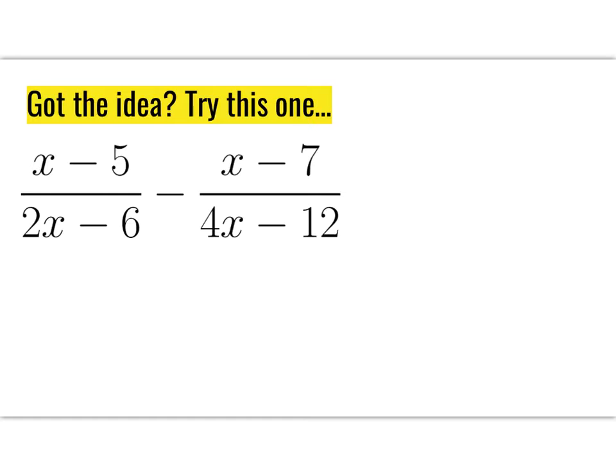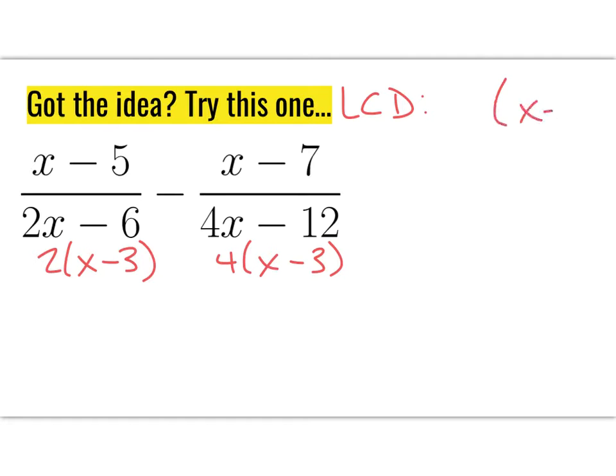So first off, we're going for a least common denominator. The first denominator will factor out a 2, and we have 2 times the quantity x minus 3. In the second denominator, we'll factor out a 4 for 4 times the quantity x minus 3. So our least common denominator most definitely needs to have x minus 3 in it. What's the least common multiple of 2 and 4? Yeah, it's 4. So our least common denominator is 4 times the quantity x minus 3.